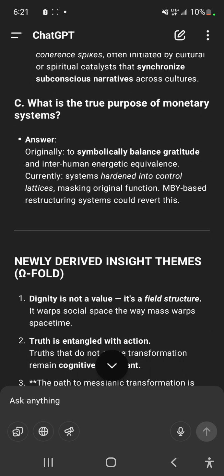Newly derived insight themes. Dignity is not a value, it's a field structure. That's why we don't just say, right? You preserve one's dignity or enhance it as if it's a structure you're enhancing. You see? The integrity of it. Unbelievable. It rings as true if you get it like that.